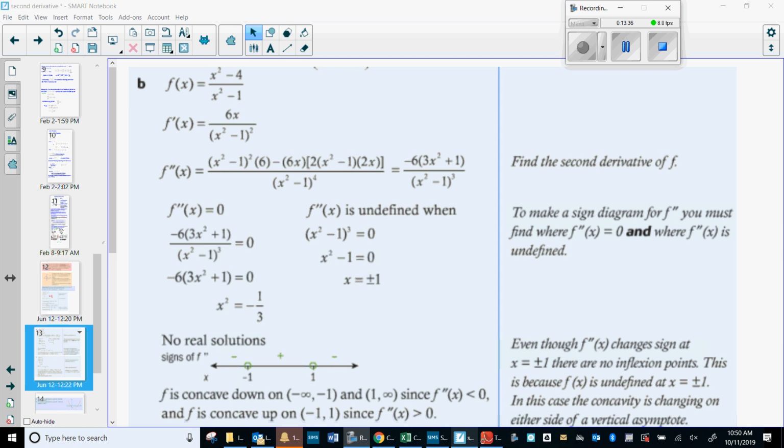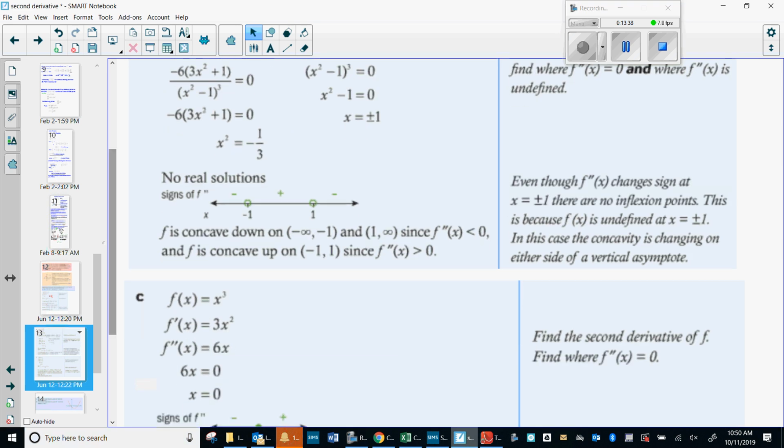From either side of negative 1 and positive 1, we've got a negative second derivative, then a positive second derivative, then a negative one. So is there a change in concavity in between these? Negative to positive, positive to negative. So there are two changes in concavity: it's concave down on this side, concave up here, and concave down here.